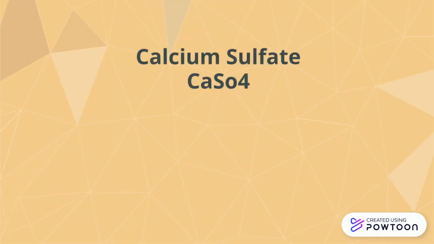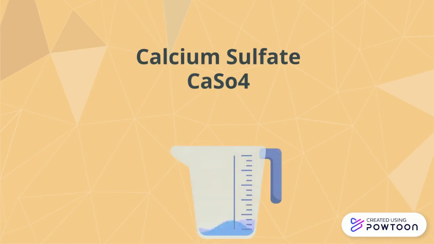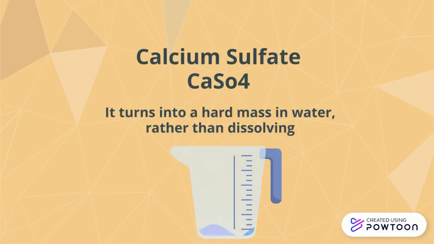Calcium sulfate is a powdery white odorless substance which when put in water reacts and hardens into a mass which can be easily molded. This is why it's called plaster of Paris.